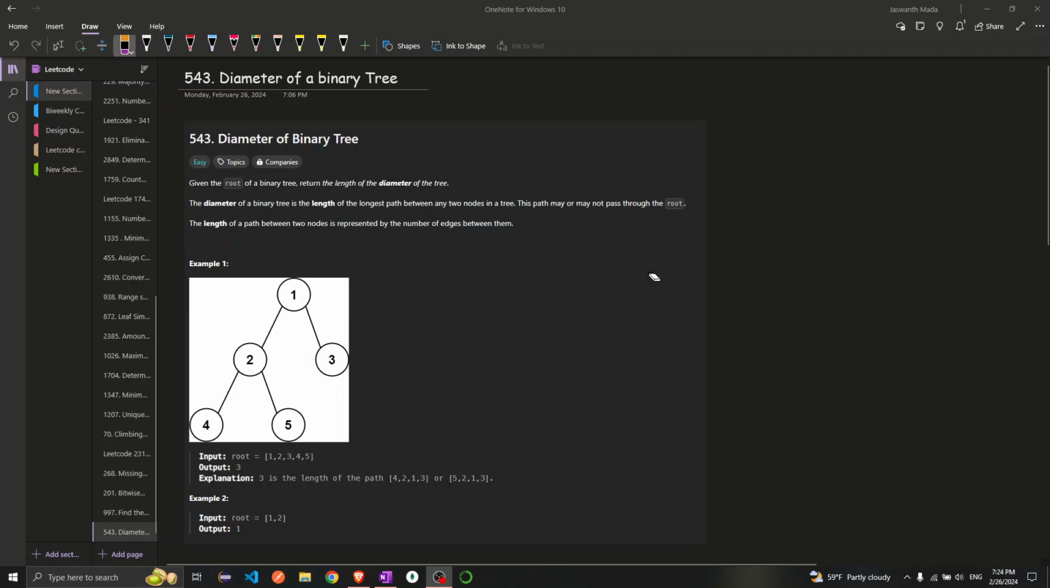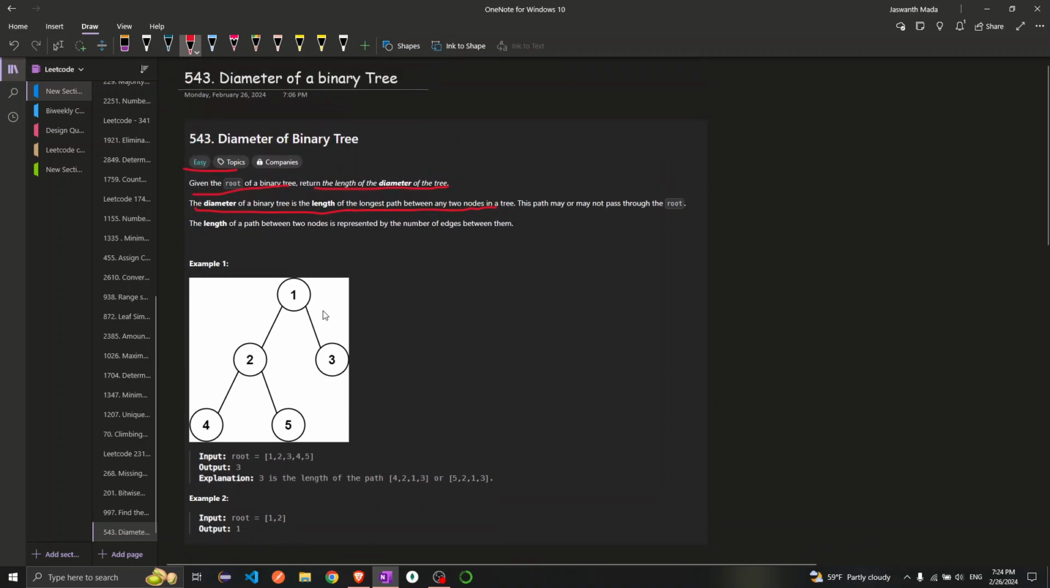Hello guys, today we are going to solve this Leetcode question which is diameter of a binary tree, and it's an easy question. Let's go through the question right now. So we are given a root of the binary tree and we need to return the length of the diameter of the tree. So what does diameter mean? The diameter of a binary tree is the length of the longest path between any two nodes in a tree.